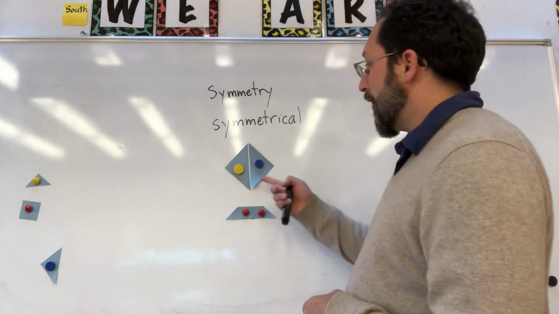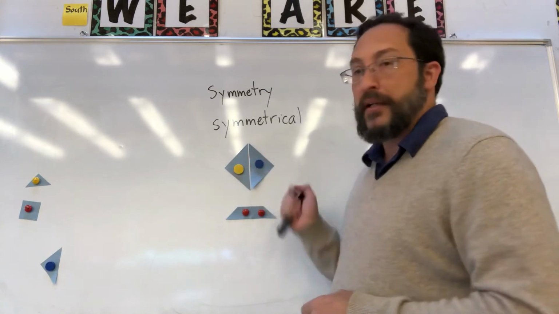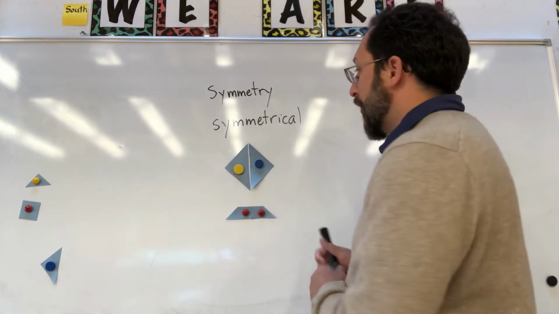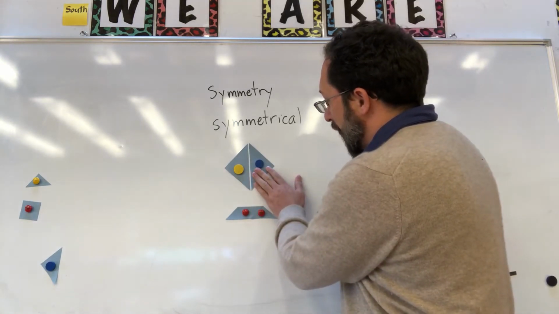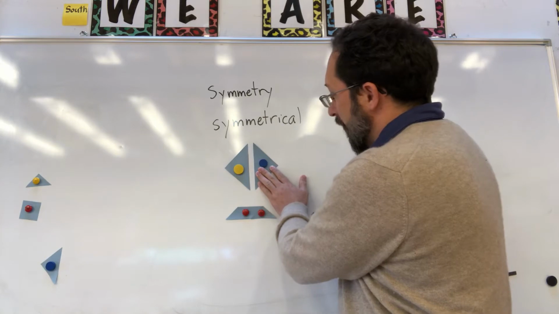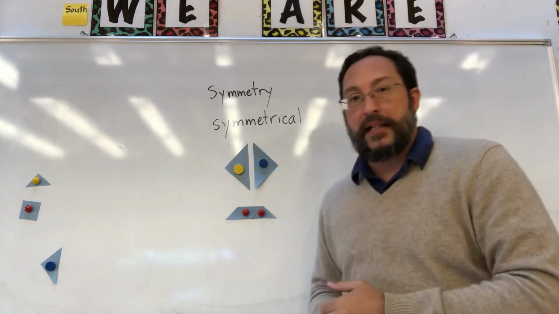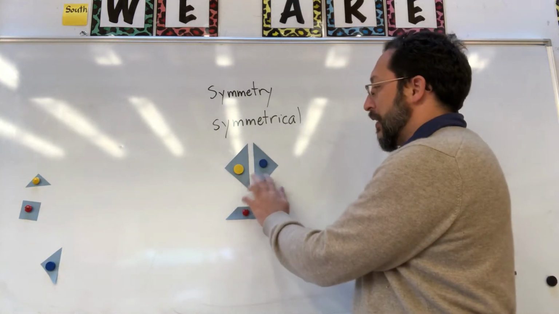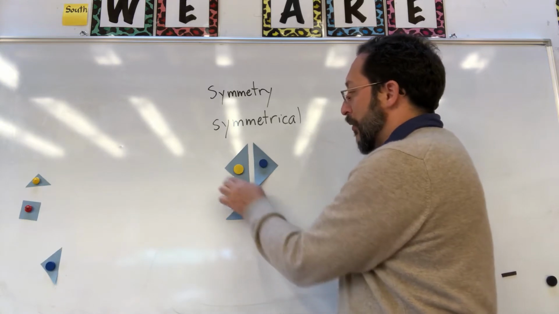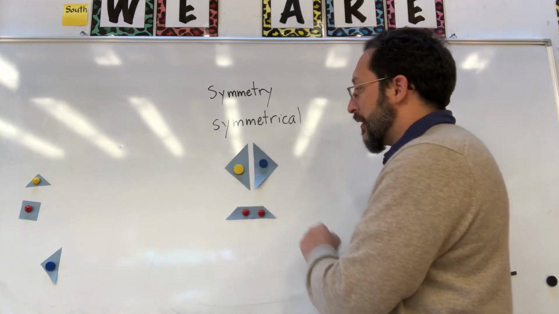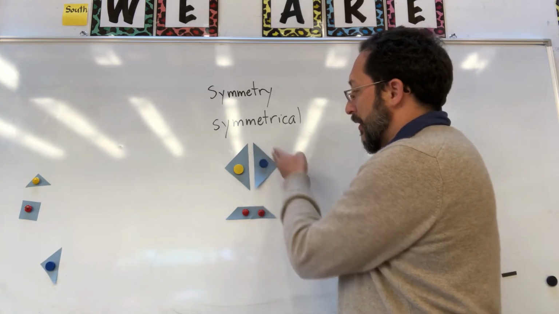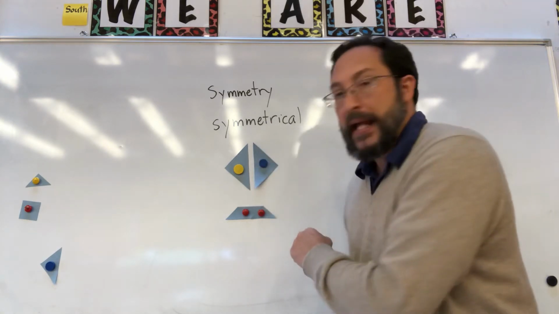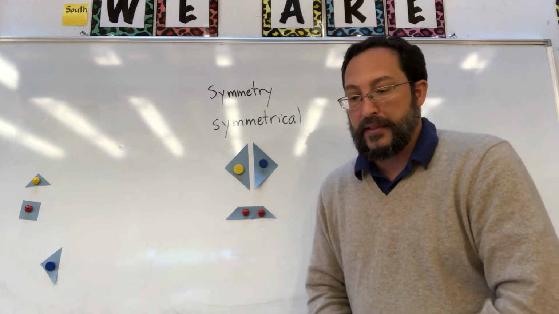So for example, here we have this shape, a square, and if we draw this line down the middle of the square and we divide it into two halves, into two sides, these two halves of the square are both triangular and they are symmetrical, meaning that they are the exact same shape and the exact same size.